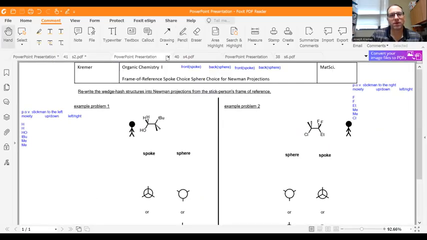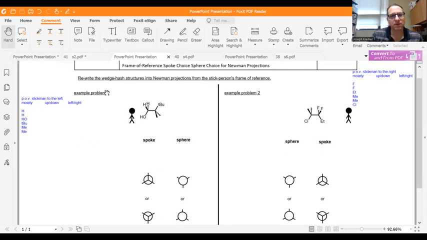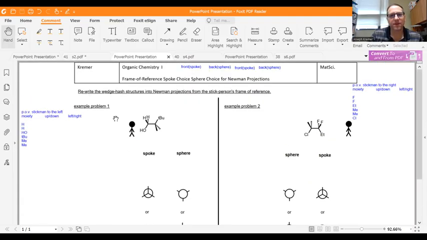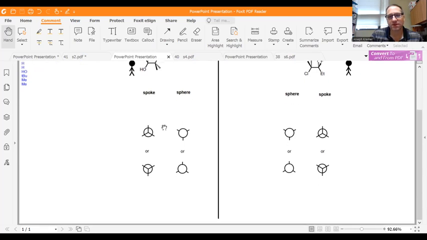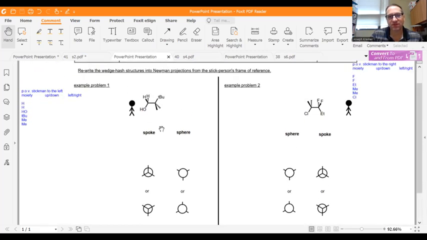So if you would care to join me, this is a nice handout here where let's do example problem number 1. And that would end this segment of the Newman projection. This is a nice handout because it presents to you which spoke to use and which sphere to use.